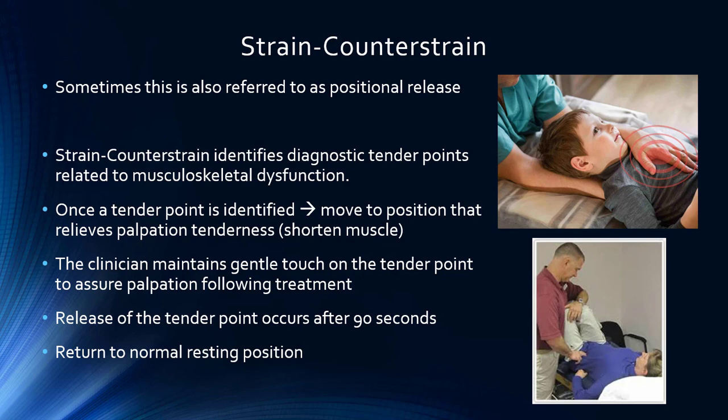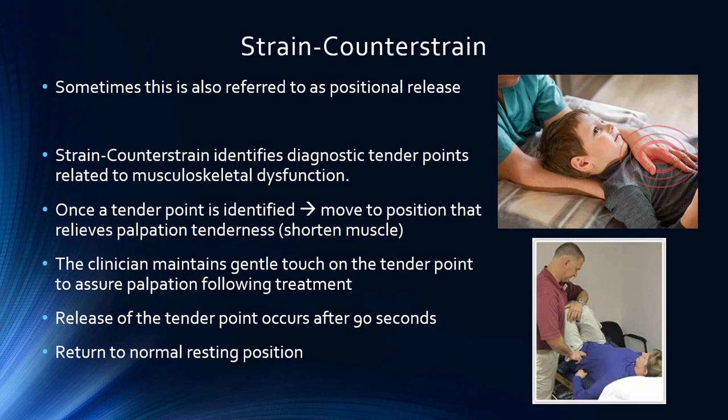Strain counterstrain treatment begins by identifying diagnostic tender points related to musculoskeletal dysfunction. Once a tender point is identified, the practitioner manually monitors the tender point while positioning the patient in a position that relieves the palpated tenderness. This position of comfort is typically obtained by shortening tissues around the tender point.